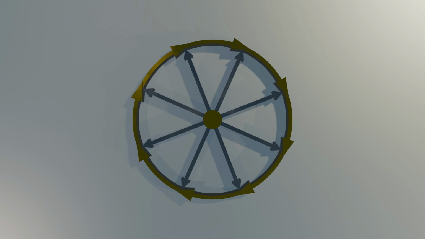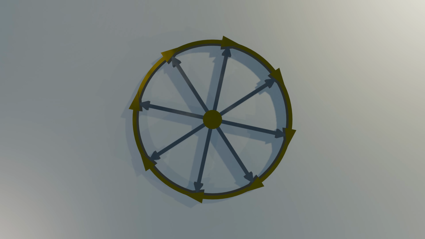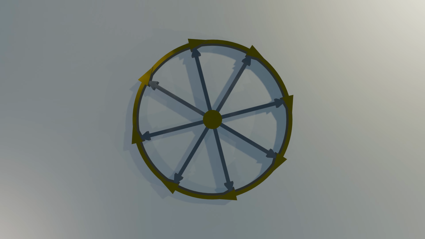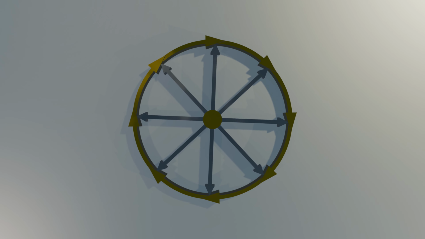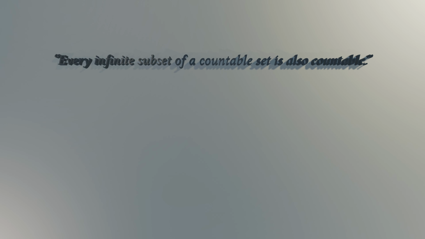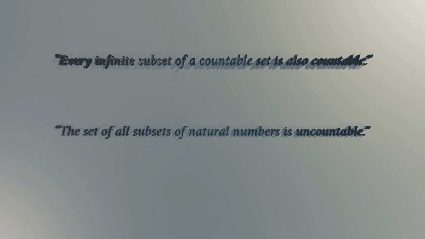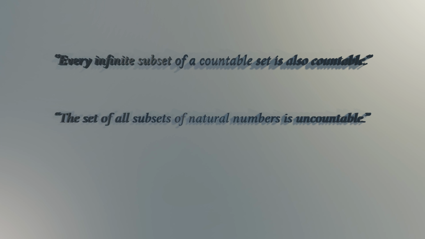At the highest levels, mathematics stops being about numbers and instead becomes a world of abstract ideas and structures. In set theory, for example, you won't find theorems about calculus or limits. Instead, you will encounter statements like, every infinite subset of a countable set is also countable, or the set of all subsets of natural numbers is uncountable.